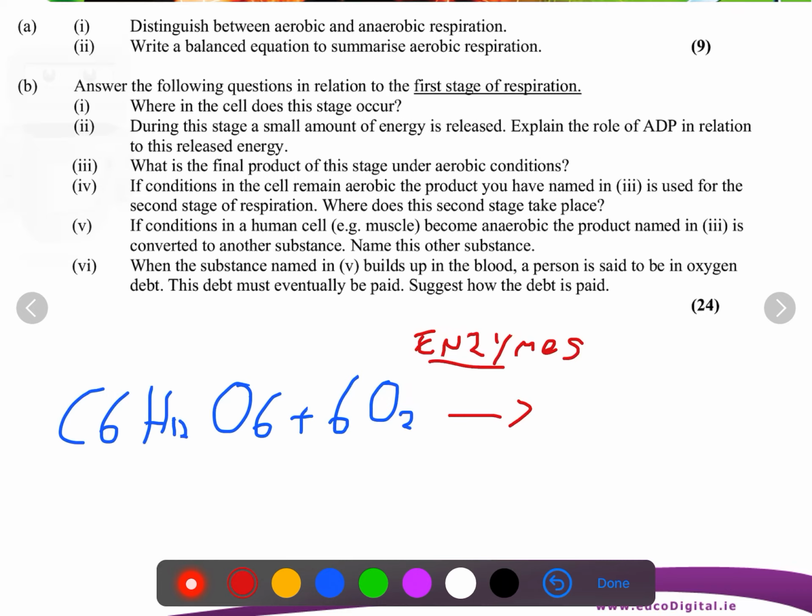What's our waste product? So we have oxygen, we have glucose. What do we release? We release 6H2O plus 6CO2. And that's your balanced equation there, which we did the last time.